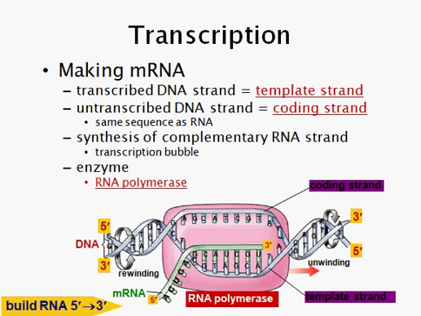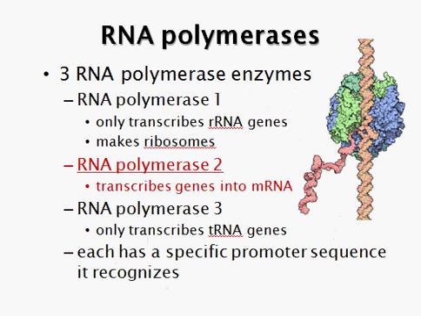The enzyme that we use for this is RNA polymerase. And there are a number of types of RNA polymerase. They're actually defined by which genes they transcribe. So RNA polymerase 1 is the one that only transcribes the ribosomal RNA genes. So it is only responsible for getting the instructions to make ribosomes.